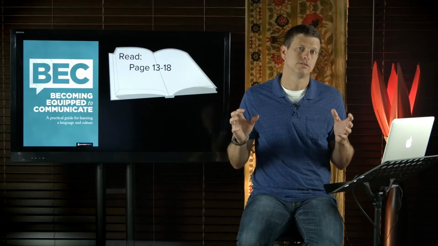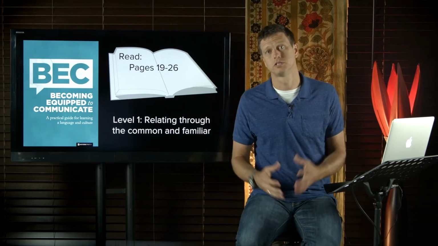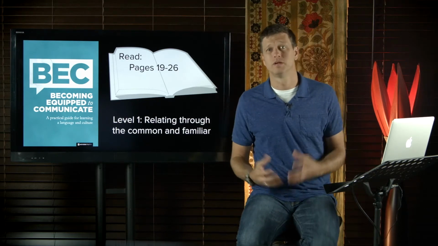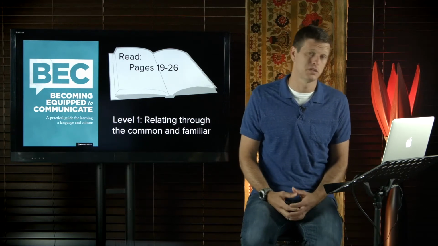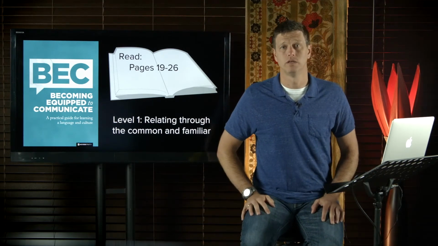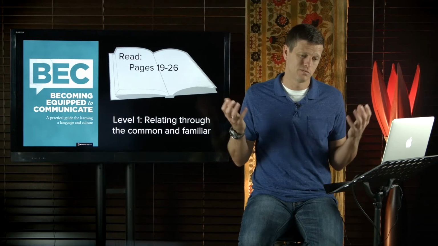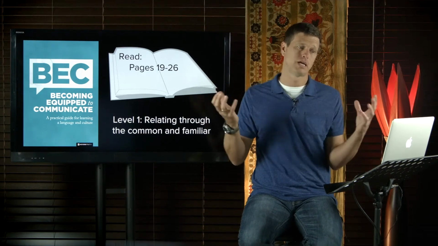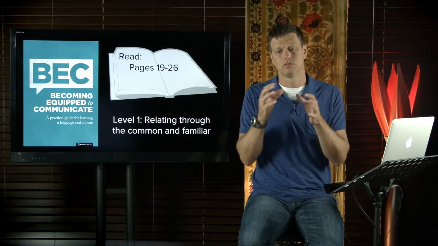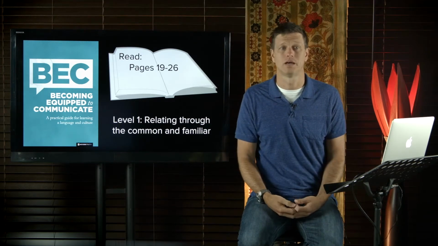So let's talk together a little bit about level 1. Let's introduce that level, the idea of our relating through what's common and familiar to us. And you see that that's taken from pages 19 to 26 in the guide that you should read. And thinking about that idea of us being sort of overwhelmed by the amount of data, this level is giving us access to the kind of data, language and cultural information that we can handle at that point in time.